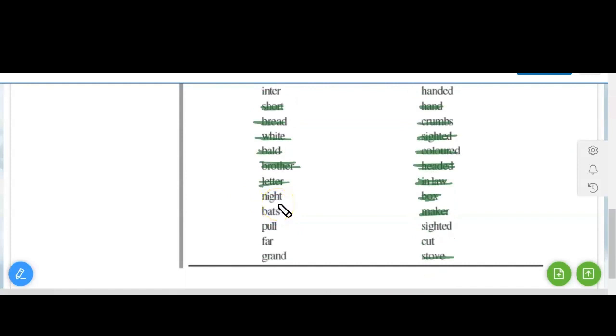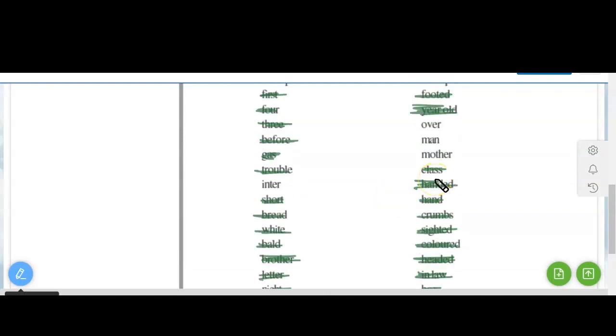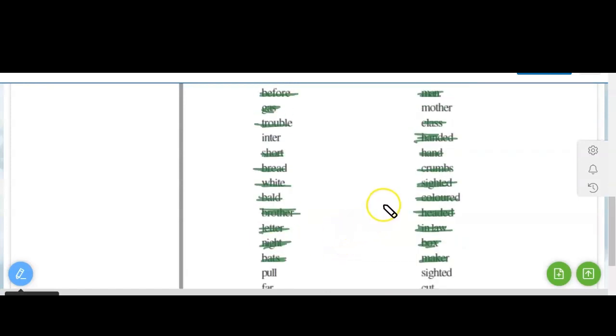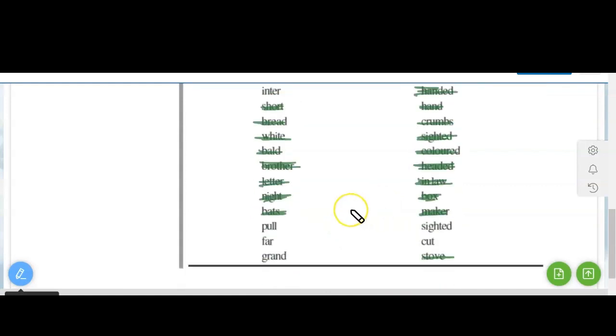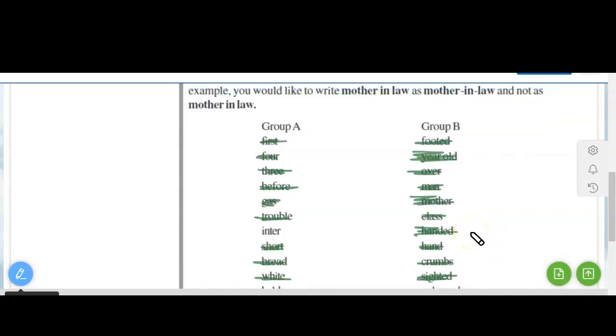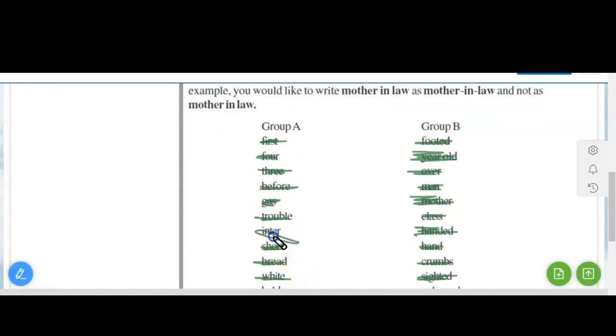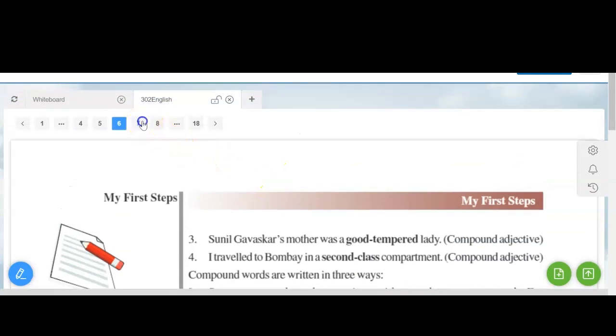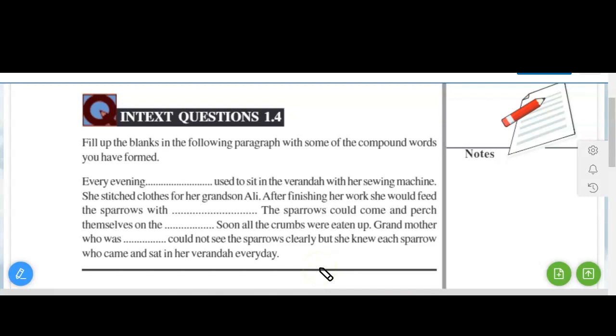Right is right. So if it is right, then it is right handed. Right handed, batsman. Pull over. Grandmother. Far-sighted. Intercut. So all words are done. Now next one is Intext questions 1.4.